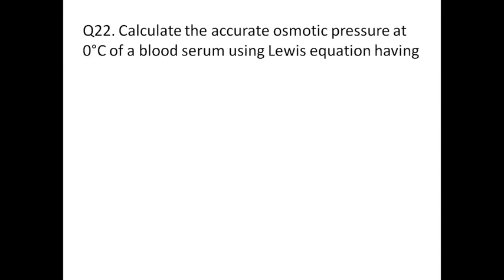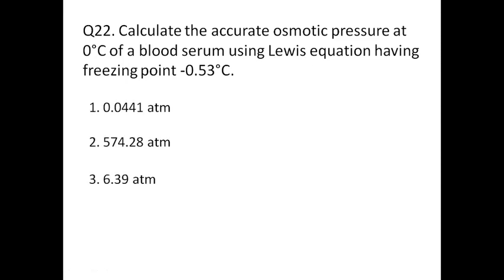22. Calculate the accurate osmotic pressure at 0 degrees Celsius of a blood serum using the Lewis equation, having a freezing point of minus 0.53 degrees Celsius. You have to calculate how much osmotic pressure this blood serum will have at 0 degrees Celsius by using the equation given by the scientist Lewis. These are the answers. You have to choose one. The right answer is 6.39 atm.